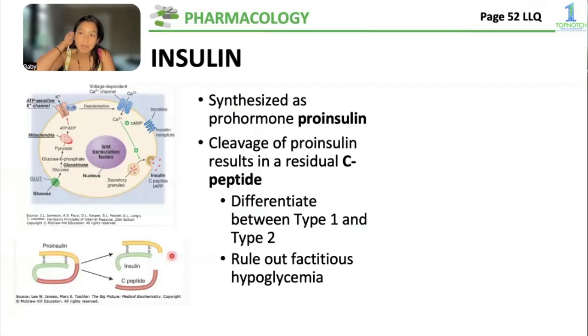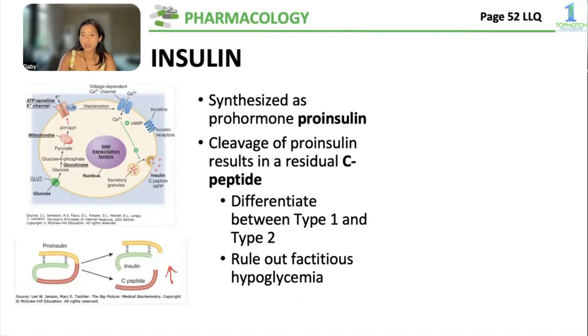So this cleavage of C-peptide, or the levels of C-peptide, also help us differentiate whether it is factitious hypoglycemia or real hypoglycemia. Ano ba yung factitious hypoglycemia? So sa mga patients natin with Munchausen syndrome or Munchausen by proxy, sometimes they will inject themselves with insulin to essentially induce hypoglycemia. If somebody is injecting themselves with synthetic insulin, would we expect the C-peptide to be high or to be low? So we would expect it to be low kasi hindi naman kasama ang C-peptide sa synthetic insulin. Pero if somebody really has, for example, an insulinoma and they are actually secreting massive amounts of endogenous insulin, we would also expect C-peptide to be high.